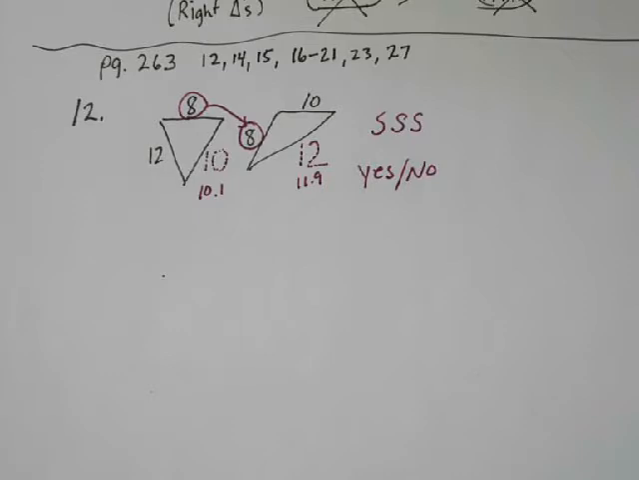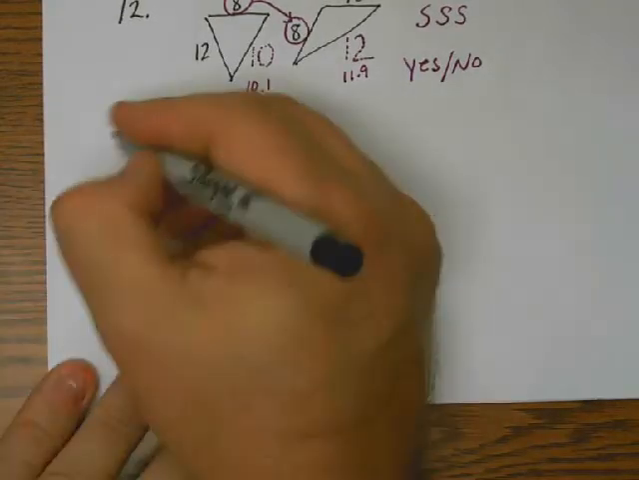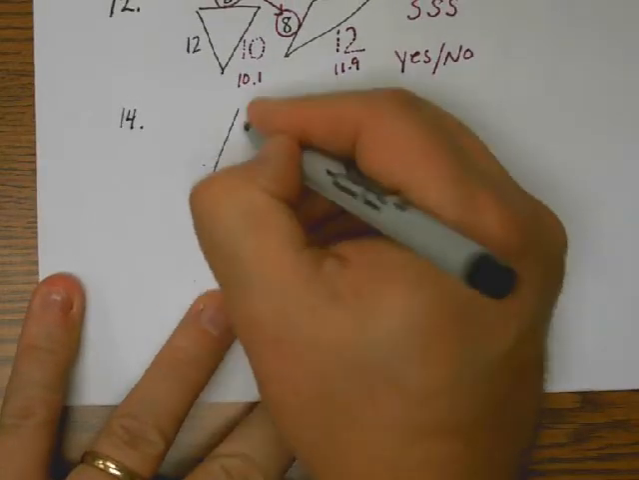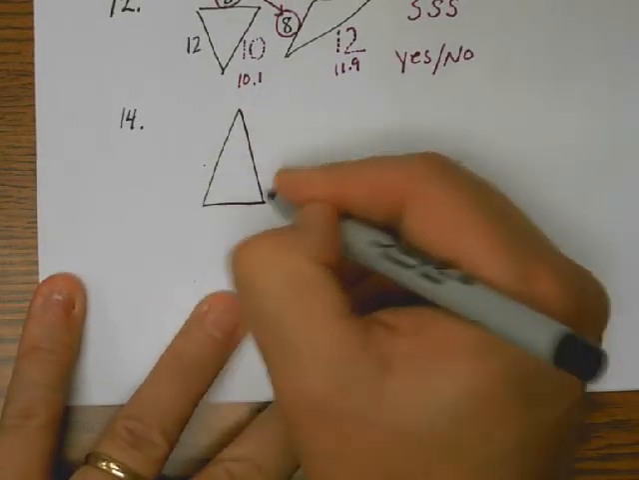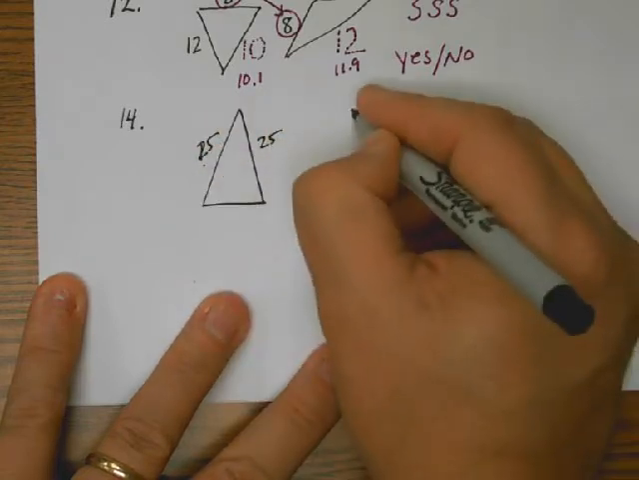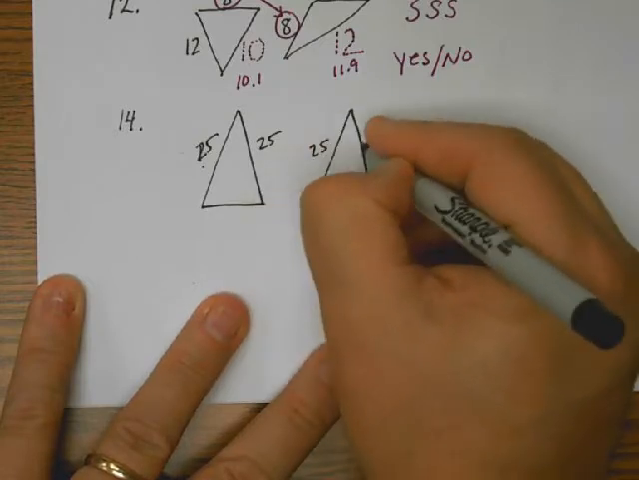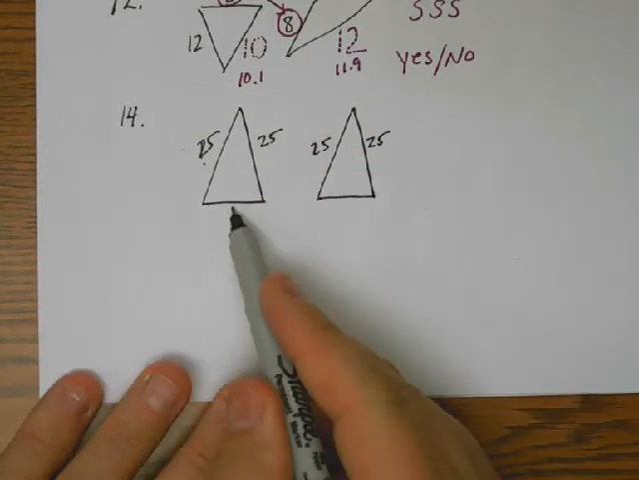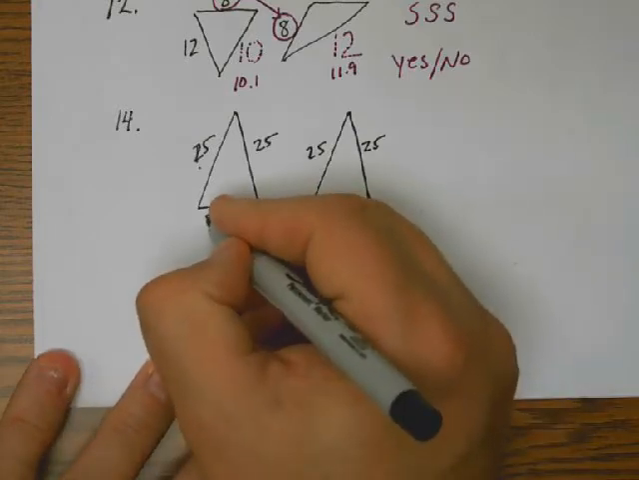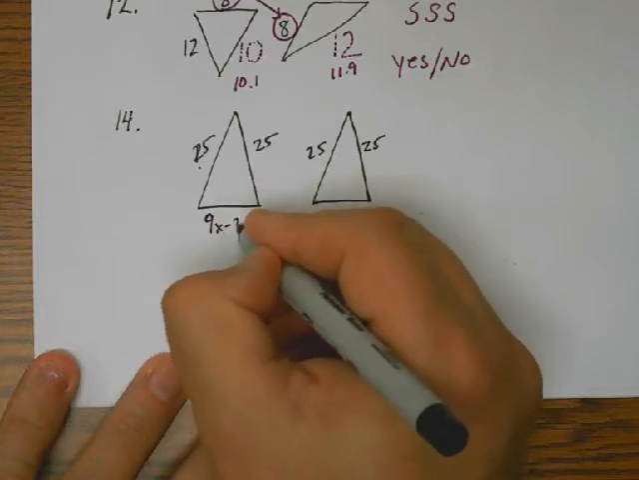Okay. All right, that's 12. Let's take a look at 14. Okay, so we've got a triangle here. It looks like an isosceles triangle. That's 25, I believe. 25. Then we have another isosceles triangle. Isosceles means that there's 2 sides which are congruent. Well, what's the base of this one over here? What's this base down here? And what's the base over here?